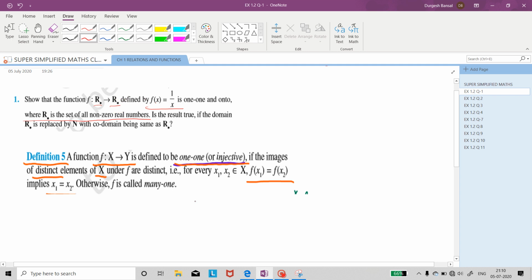And you have to again check. This is the second part of the question. We shall go to the second part after we do the first part. So now students, you have to check the one-oneness and onto-ness of the function.